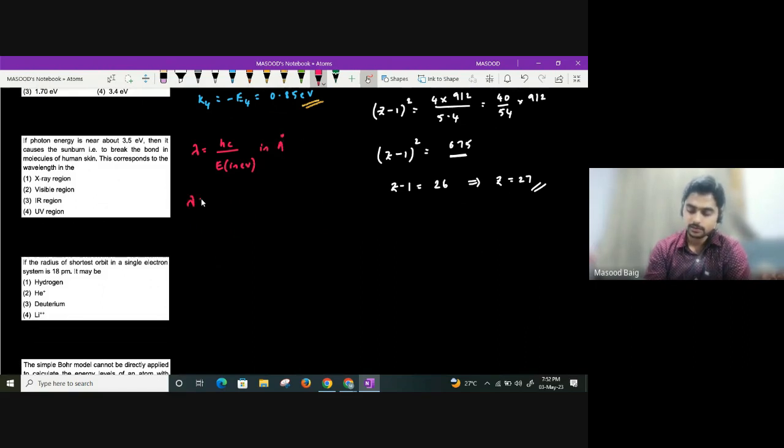So what is the wavelength here? hc can be written directly as 12,400. So I can write it as 12,400 divided by energy taken in electronvolt again. So I can write 12,400 divided by 3.5. So how much will this be? 124 by 3.5, if I take 35, how much is it, guys?